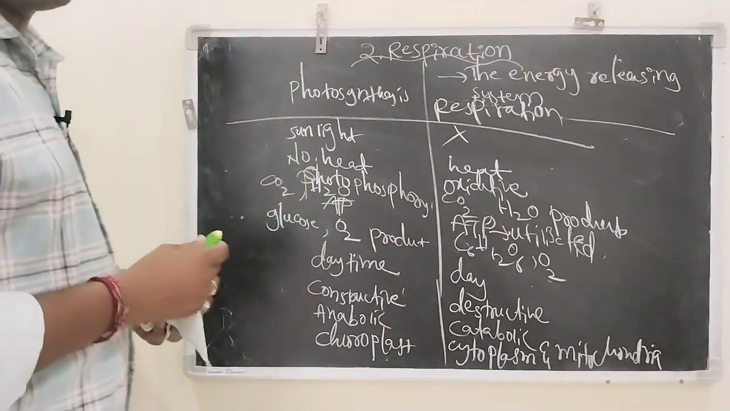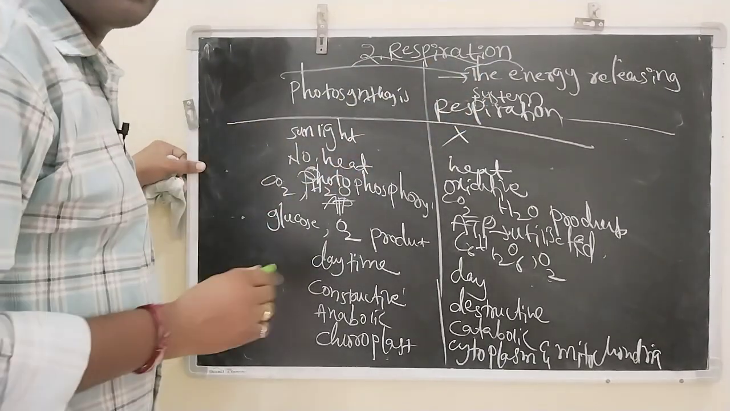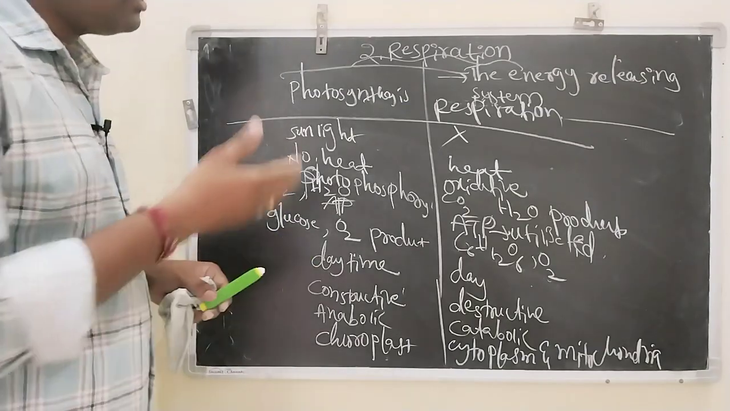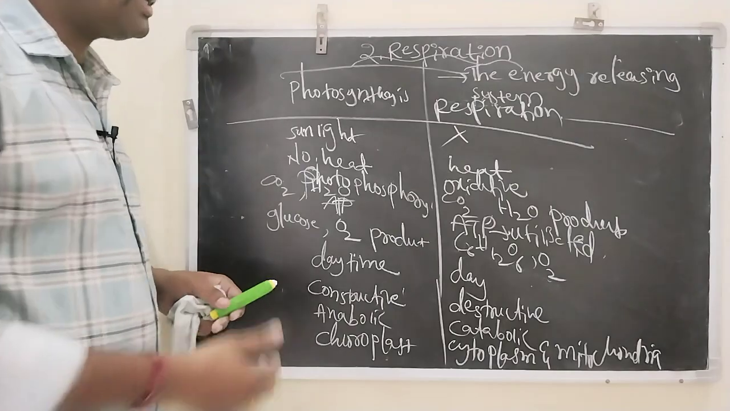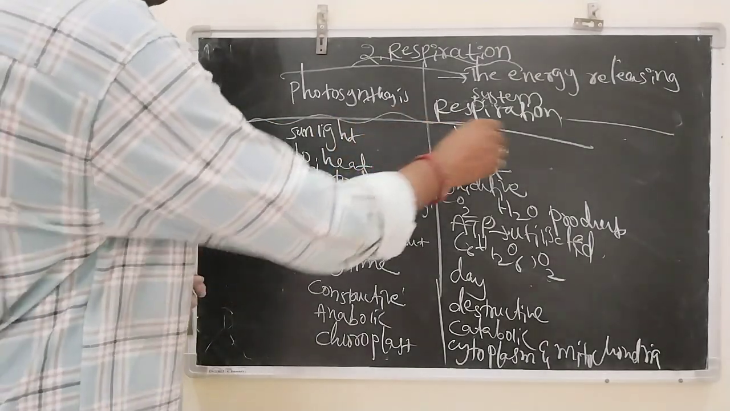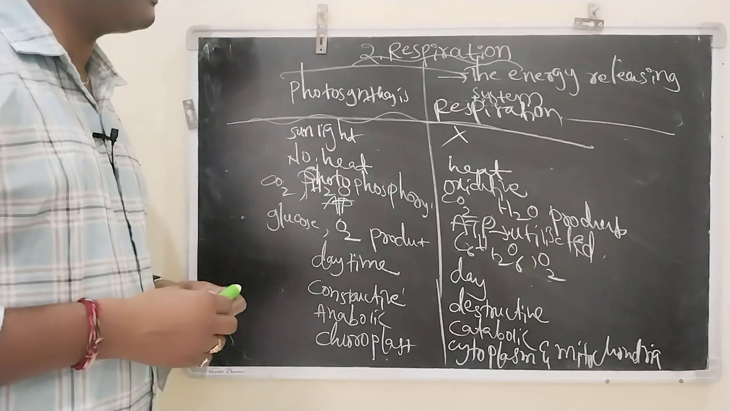So this is about respiration, the energy releasing system, about the topic respiration in plants, how CO2 is released in respiration, how heat is released in respiration, and the differences between photosynthesis and respiration. And we will discuss another topic in the next class.